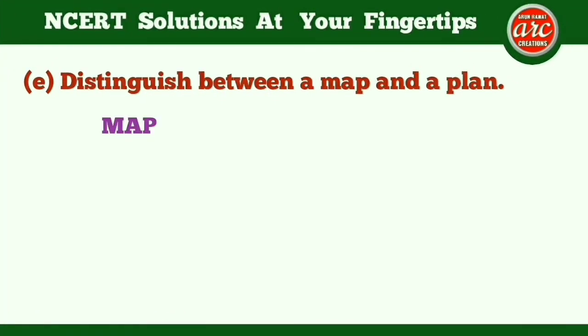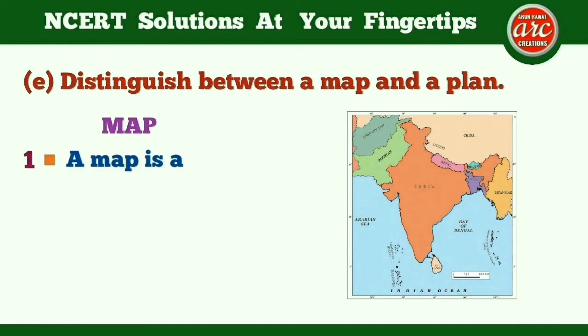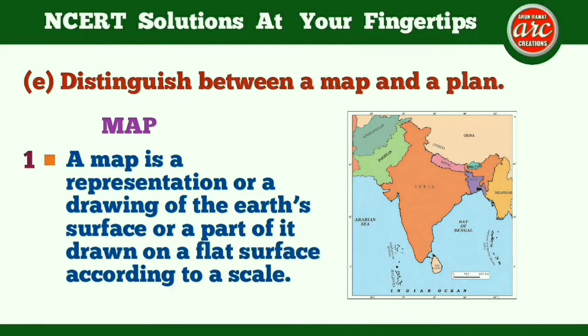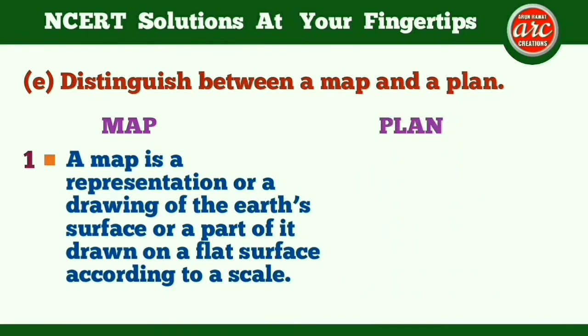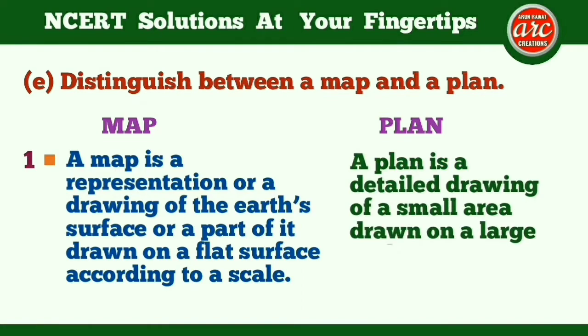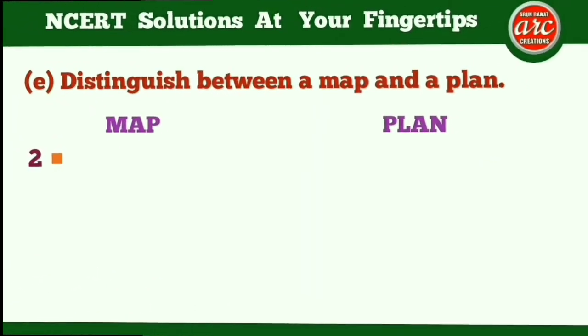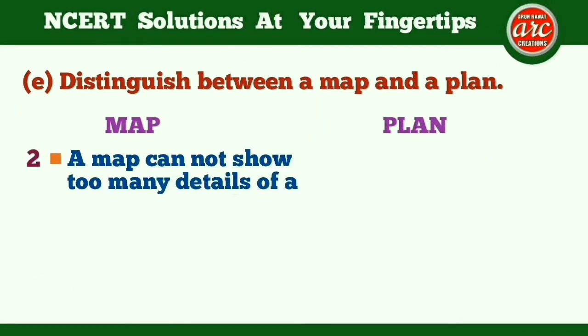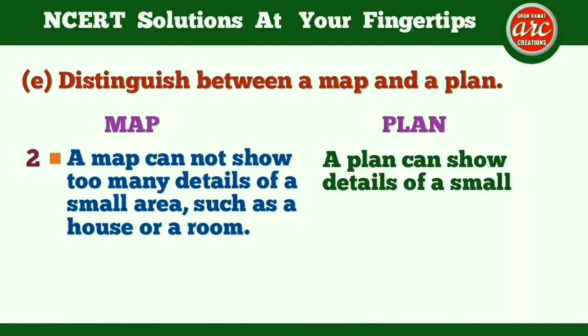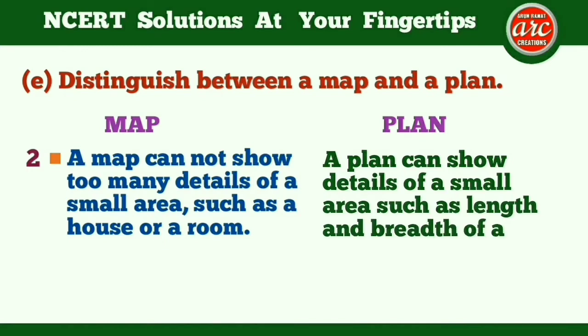E. Distinguish between a map and a plan. Answer. Map: A map is a representation or a drawing of the Earth's surface or a part of it, drawn on a flat surface according to a scale. Plan: A plan is a detailed drawing of a small area drawn on a large scale. A map cannot show too many details of a small area, such as a house or a room. A plan can show details of a small area, such as the length and breadth of a room, which can't be shown in a map.